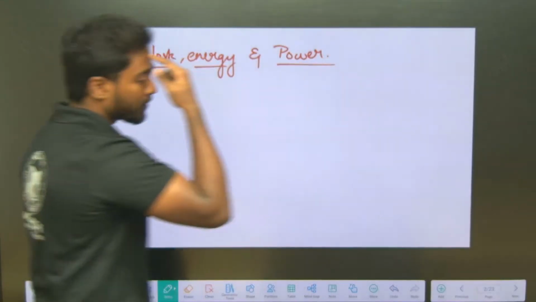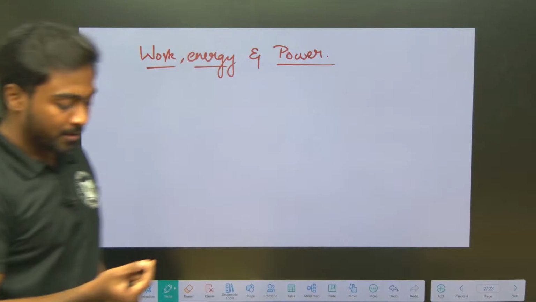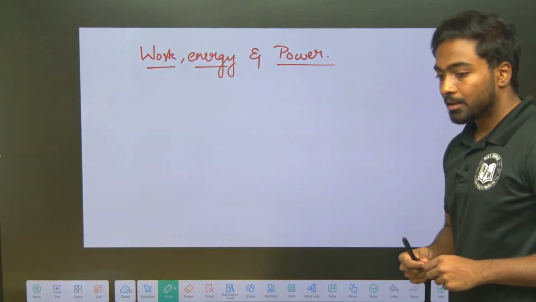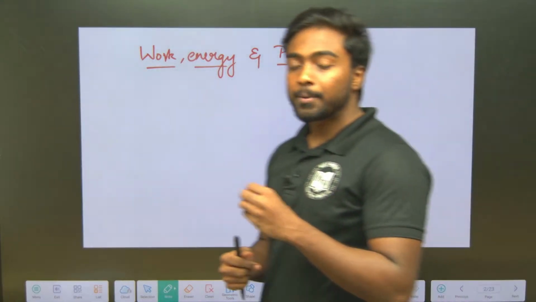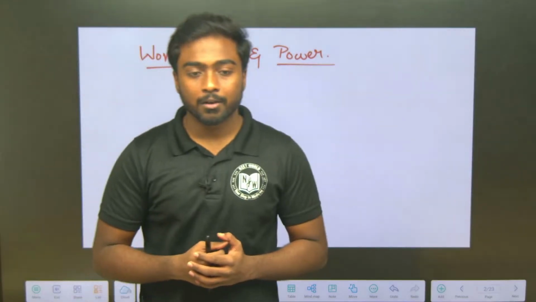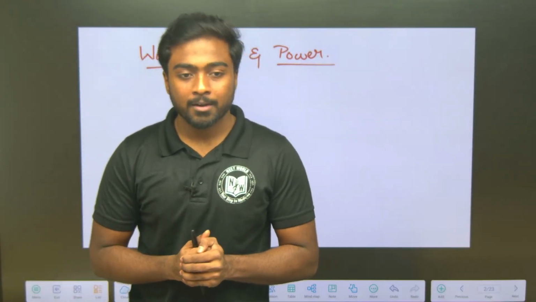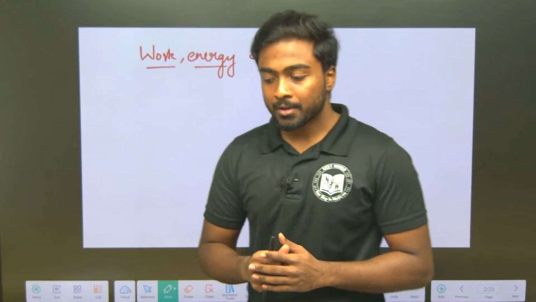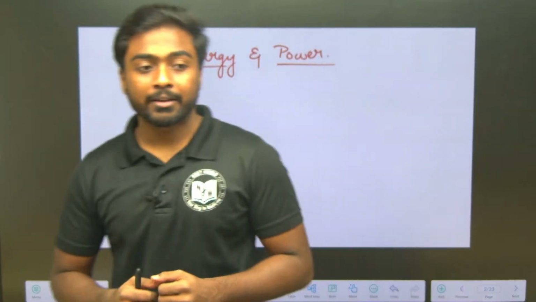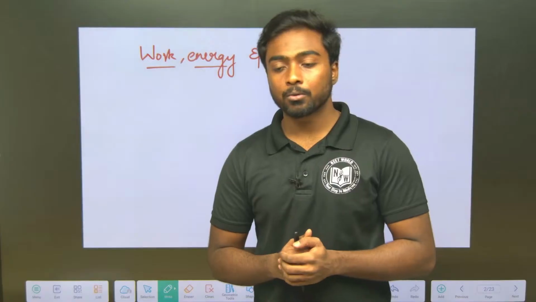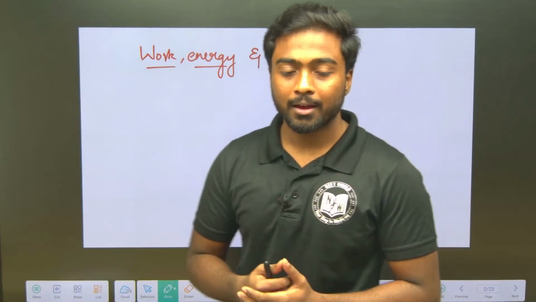So, this is the topic which we are going to discuss in today's class. Basically, work is when we apply a force on an object and the object is displaced in a certain direction. Then we say the object has had work done on it. Energy is the capacity to do work, and power is how much time it takes to do the work.